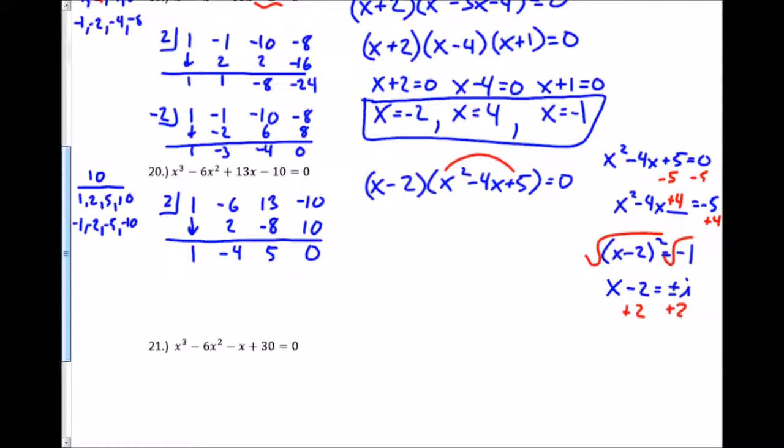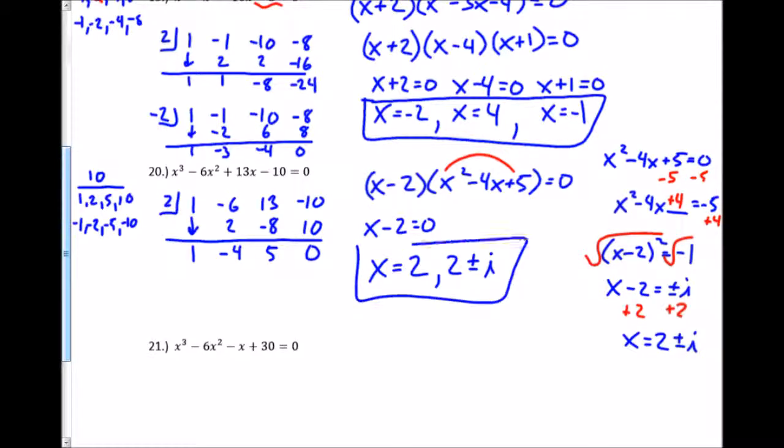So the solutions that I get here are 2 plus or minus i, which means I got the x minus 2 equals 0, which gives me x equals 2, which is the one I already discovered. But then I also have the 2 plus or minus i. And really, that's 3 solutions listed, 2 complex solutions and 1 real solution. Okay?